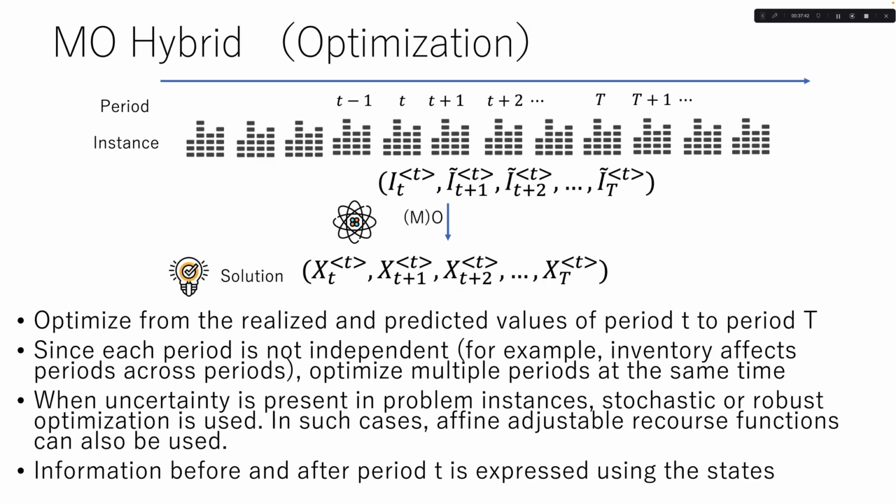The third component is optimization. Since the periods are not independent, multiple periods are optimized simultaneously based on the realized values for period t and the predicted values up to period t. When uncertainty is present in problem instances, stochastic or robust optimization is used. In such cases, affine adjustable recourse functions can also be used. Information before period t or after period t is approximated using a value function for the state.